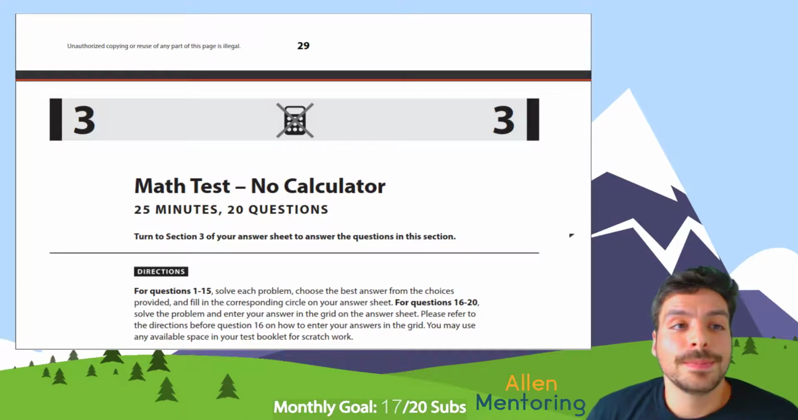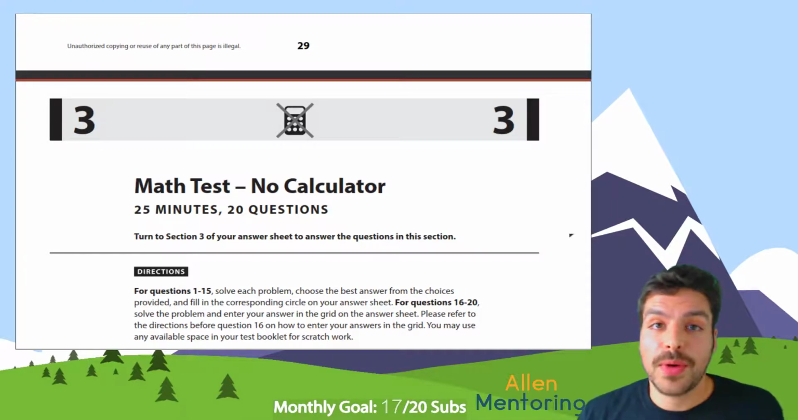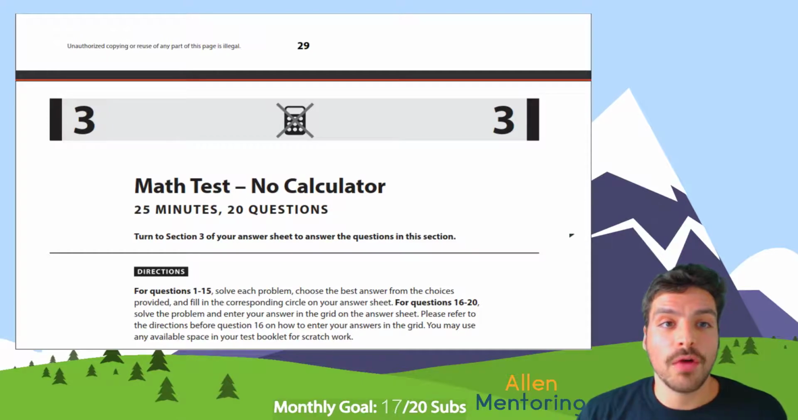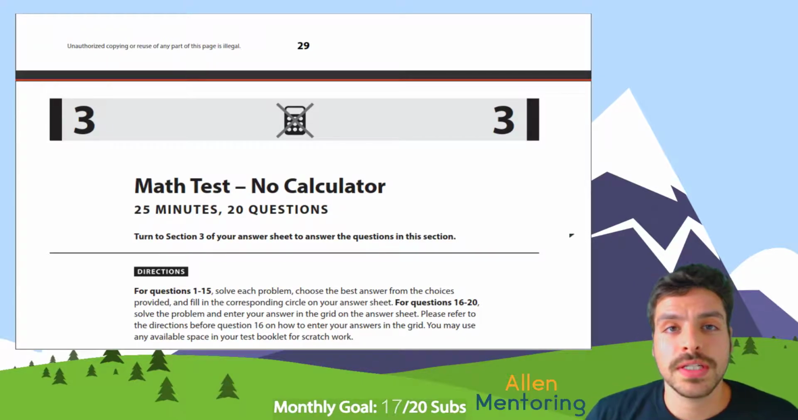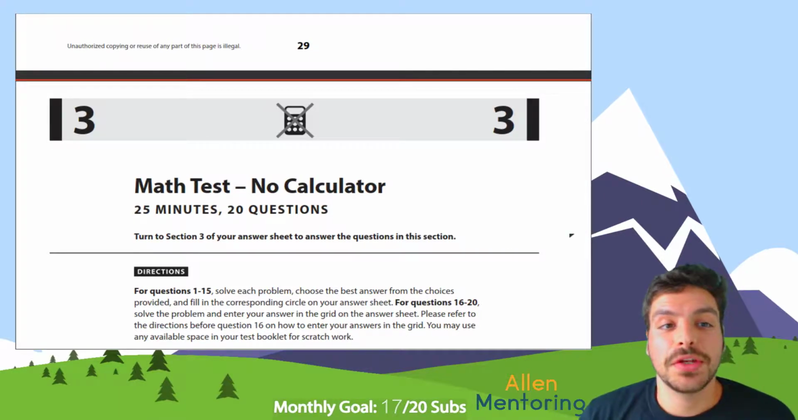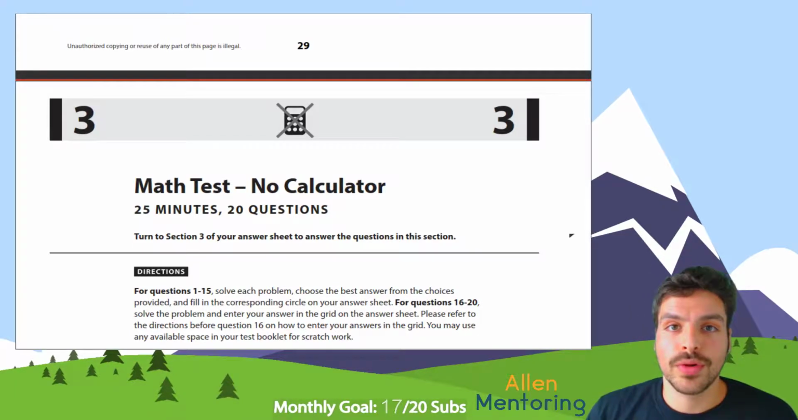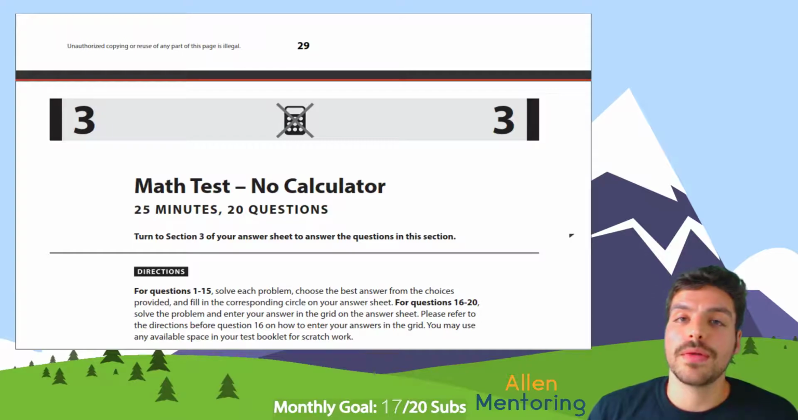And yeah, if you want to check out practice tests 1 through 3, we have all of those in the archives. Now we will be going over practice test 4 and section 3, which is the math test, no calculator. At the moment, I'm only going through the math sections for the College Board Blue Book.